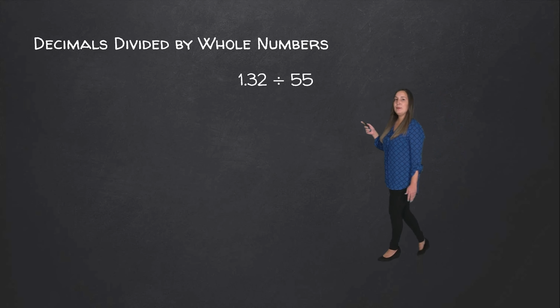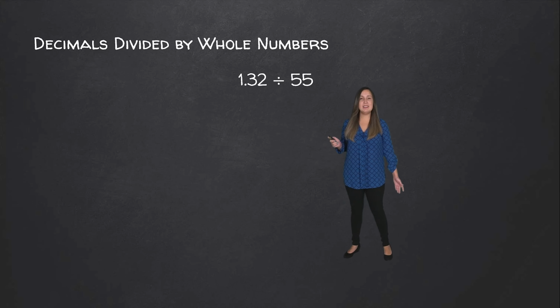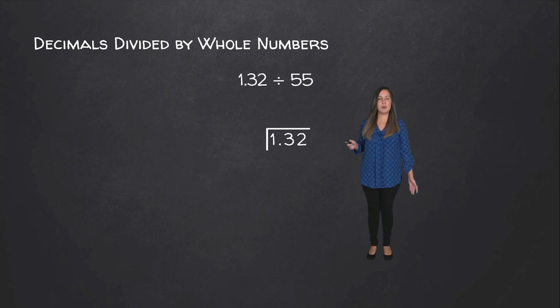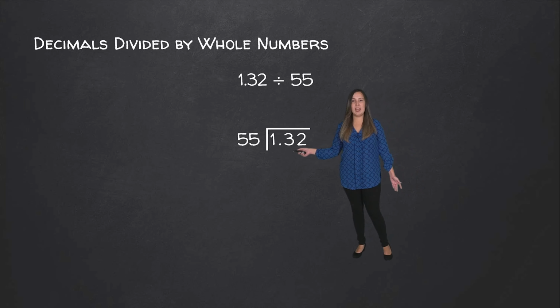So finally, we have 1 and 3200ths divided by 55. And 1 and 3200ths is our dividend, so that would go on the inside. And then 55 is our divisor, so that would go on the outside. Then we ask ourselves, how many times does 55 go into 1? Well, it doesn't. So notice that after the 1, we have a decimal point.